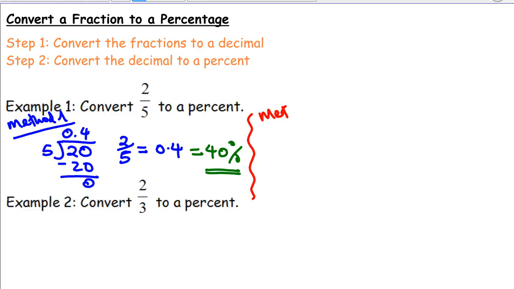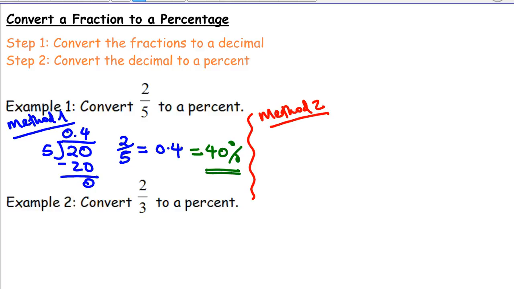Method 2 is one that you can easily use depending on the denominator of the fraction. If the denominator is a multiple of 5, then you can easily use method 2. So for example, if we have 2 over 5, not really a multiple of 5, but a factor of 100. If the denominator is a factor of 100, then you can easily use method 2.